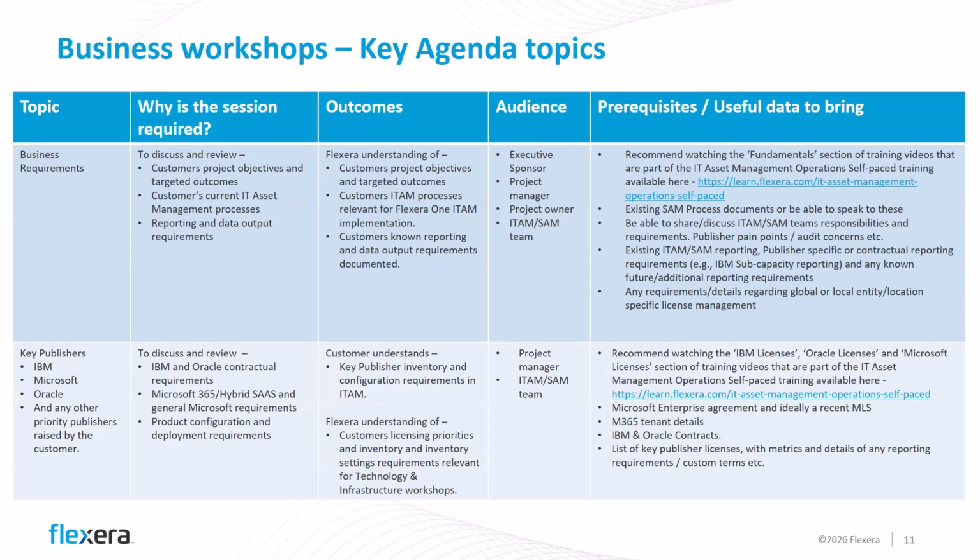Prep that accelerates these sessions includes reviewing the relevant self-paced training content, bringing copies of documented processes, or being prepared to speak to these, and bringing key contract and entitlement information like a Microsoft license statement and IBM Oracle contracts, plus a list of known contractual reporting requirements and a list of priority licenses for management.